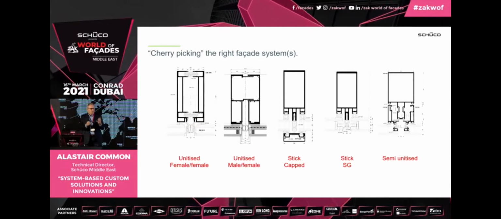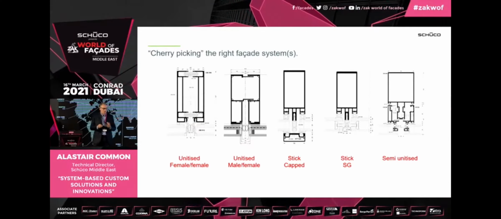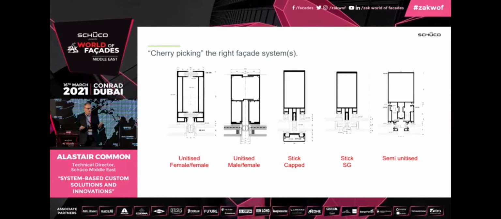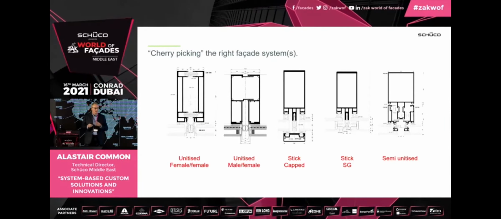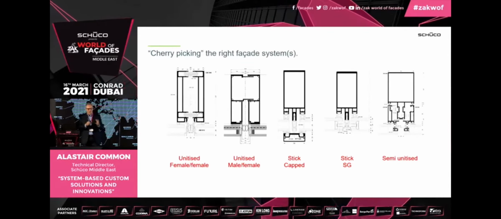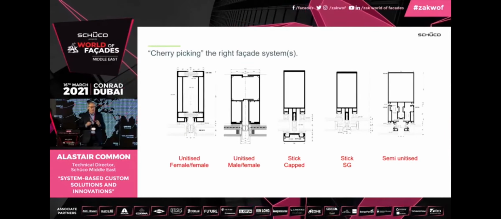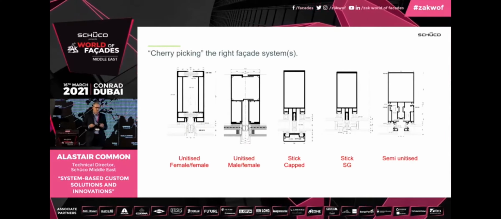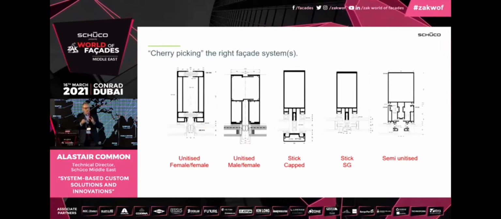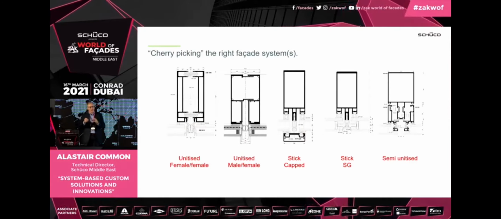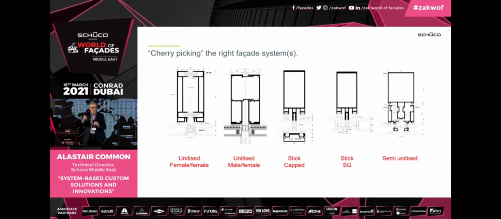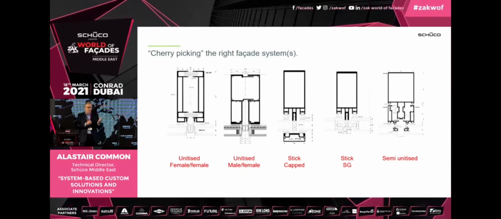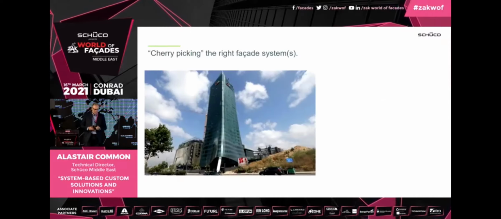Now, there is no magical solution necessarily as to which option is the right one. Some projects are pretty much clear-cut, and it makes complete sense to do it as either unitized or stick or wherever that may be. But there are other projects where it is not so clear-cut. I want to give a couple of examples in this presentation as to why it's not quite so clear-cut and how we cherry-picked from different facade options to ultimately create the right option.